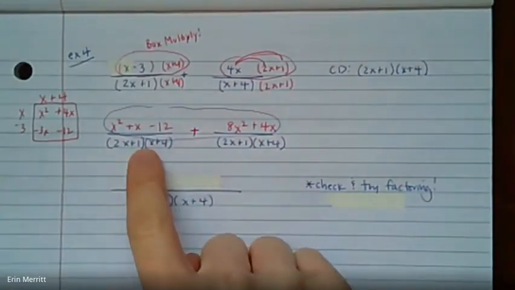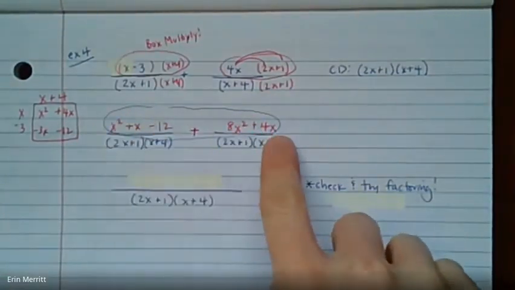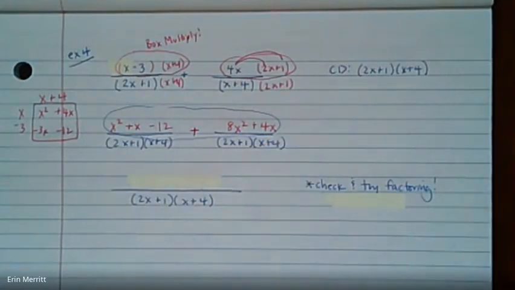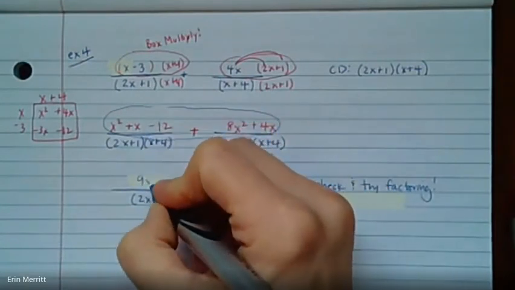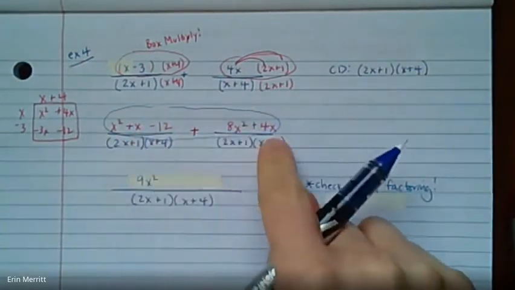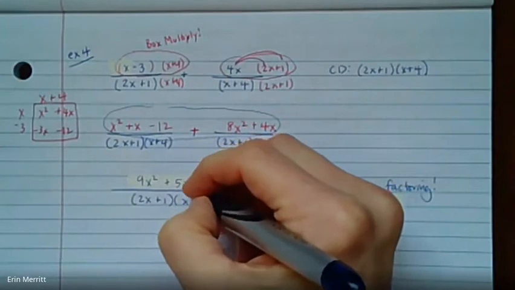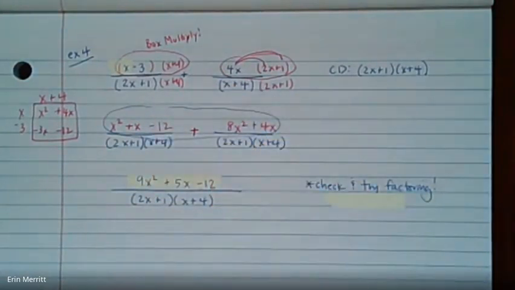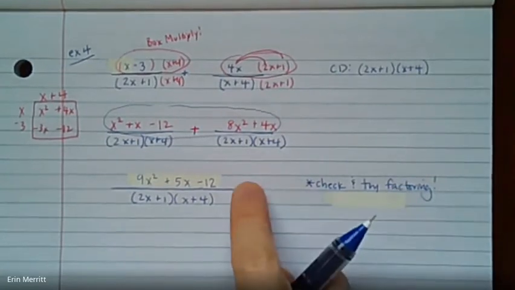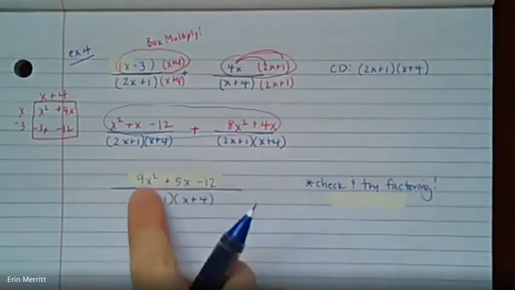All right, once we have them both over the common denominator, let's combine this here. So we should have x squared plus 8x squared, so 9x squared. 1x plus 4x, so plus 5x, and then minus 12. All right, you want to try and factor that to see, could I simplify this fraction any further?